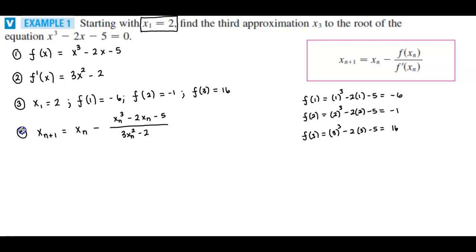Okay, so what we want to do now is figure out when n equals 1. So when n equals 1, this now becomes x subscript 1 plus 1, which becomes x subscript 2. So now this becomes x subscript 1 minus x subscript 1 cubed minus 2 times x subscript 1 minus 5 over 3 times x subscript 1 squared minus 2.